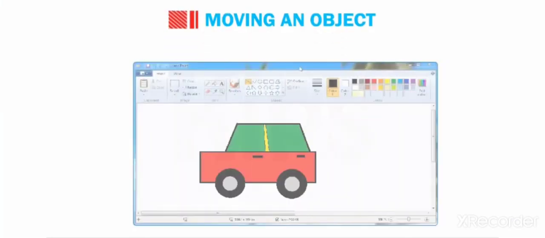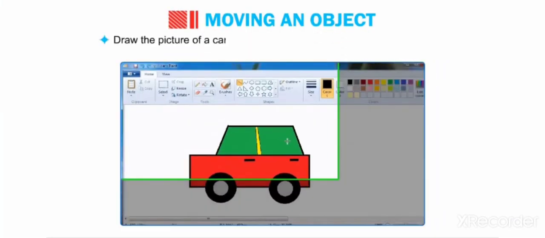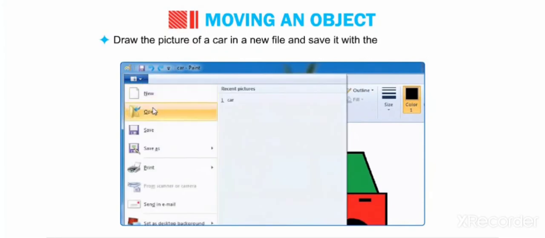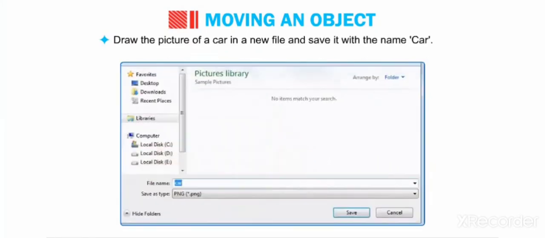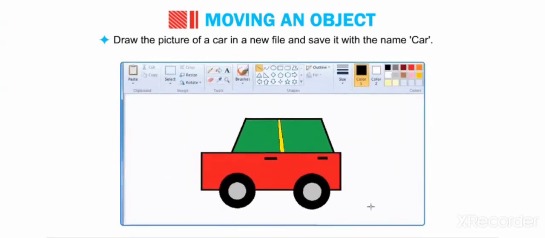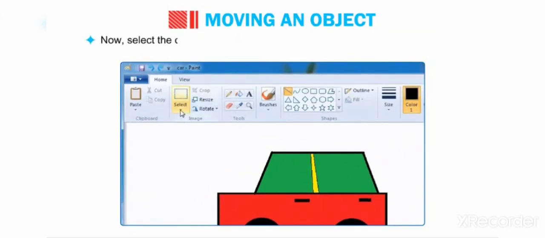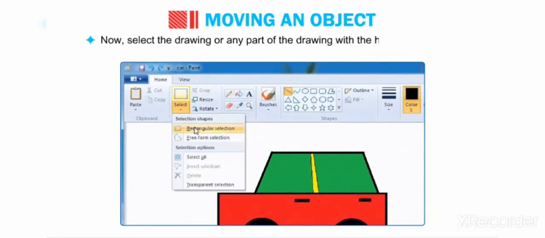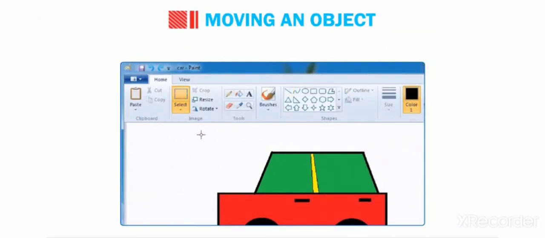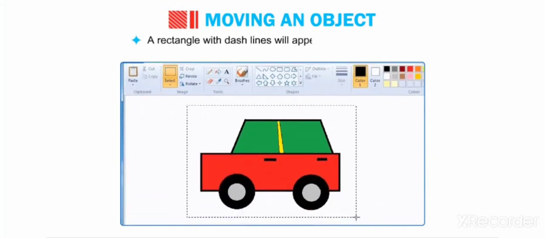Moving an object. Draw the picture of a car in a new file and save it with the name car. Type here car and click on the save button. Now next, select the drawing or any part of the drawing with the help of the select tool. A rectangle with dashed lines will appear around the picture. You can see on the screen a rectangle with a dashed line appeared around the picture when we select the picture.